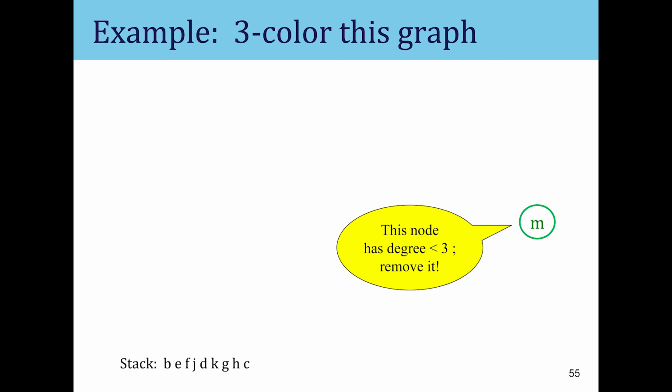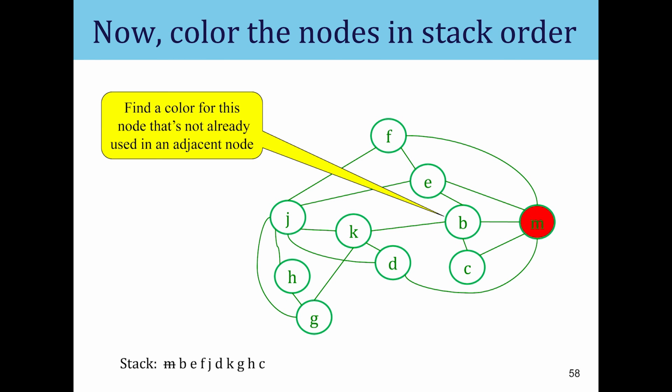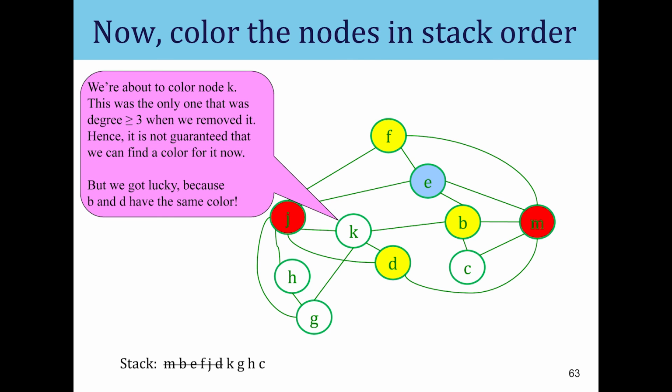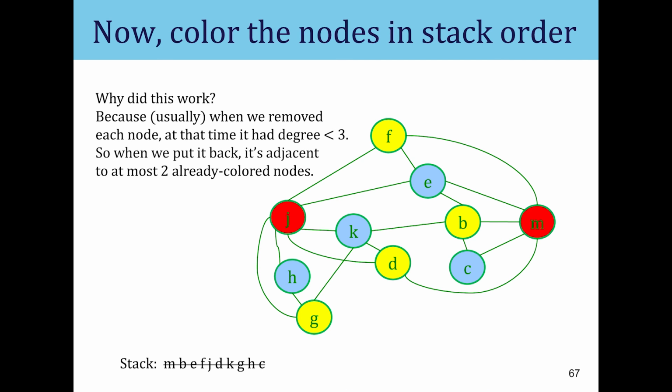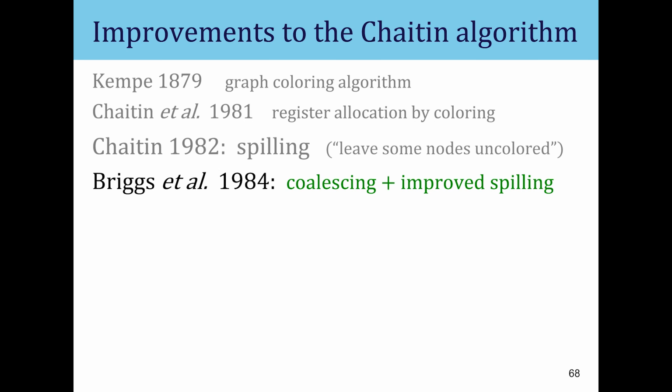So we've pushed all the nodes on the stack, and now we can put them back in reverse order, coloring them. Each time we color a node, it's adjacent to fewer than K colored nodes, so we can find a color, except when we get here. This was the node that has degree 3 of colored nodes. But by a happy coincidence, 2 of them are colored the same. So we don't have to store this variable in memory. We can put it in a register. So we give it a color and finish coloring the graph. That's Chaitin's algorithm. And Briggs, in 1984, published an improvement of Chaitin's algorithm that does coalescing and improved spilling.